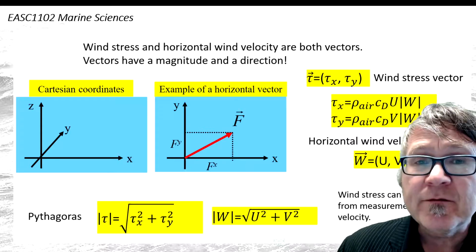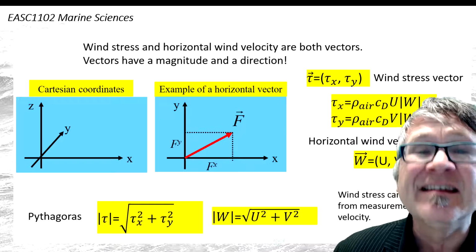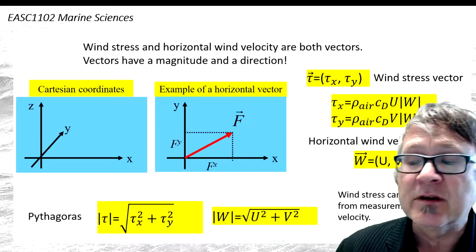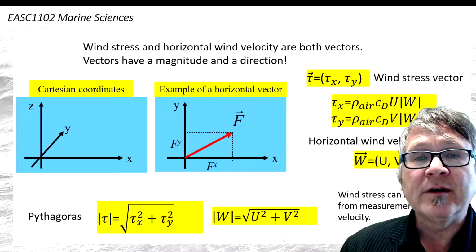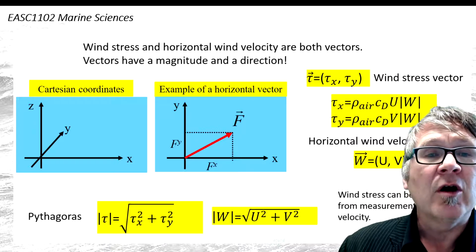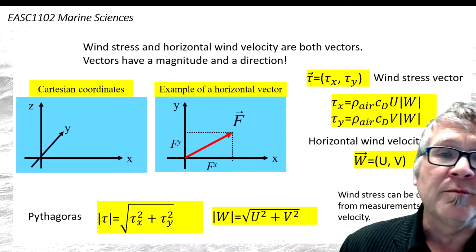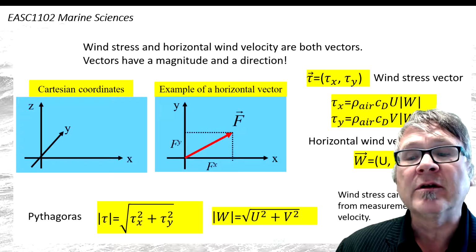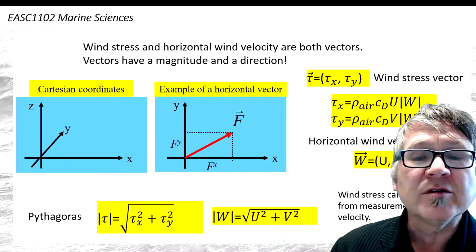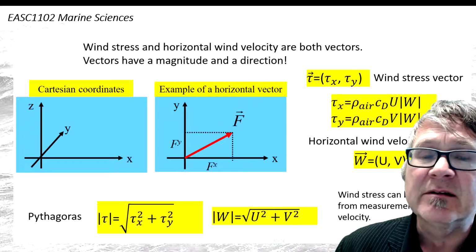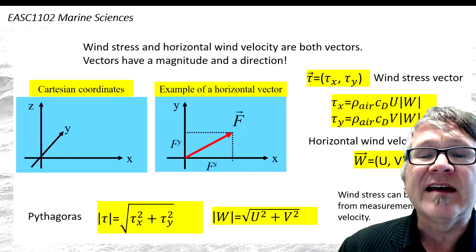So what we often use in the natural sciences is a coordinate system called the Cartesian coordinate system. And that's shown here on the left side, where you have a vertical axis pointing upwards, and then you have horizontal coordinates. The x coordinate typically points to the east, and the y coordinate points to the north. And now you can, for example, draw a horizontal vector, that's the second diagram here in the middle. It shows you a vector called f.